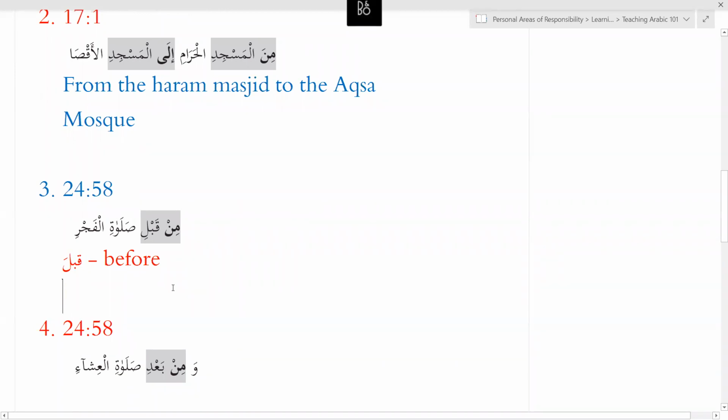From qabli. So min is causing the qabla to become qabli. What is qabli? What's qabli, Zahan?